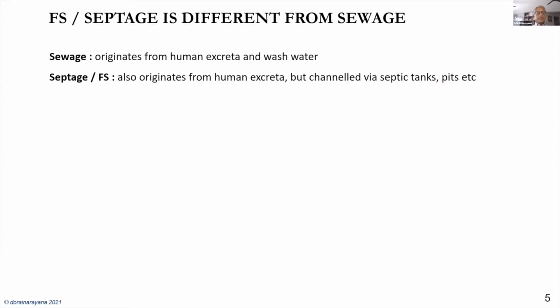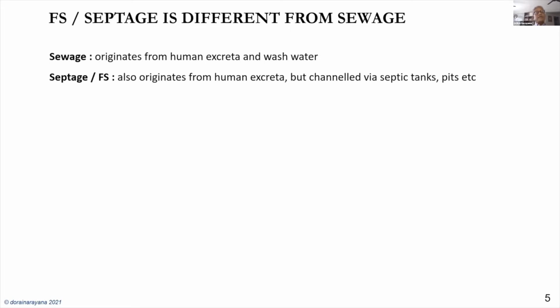When we talk about fecal sludge or septage, it is different from sewage. Even though the origin is pretty much from human excreta, sewage originates from human excreta and wash water, and also some gray water that comes from bathrooms and kitchens and things like that. Septage also comes basically from human excreta, and sometimes gray water is added as well, but in most cases, it's not.